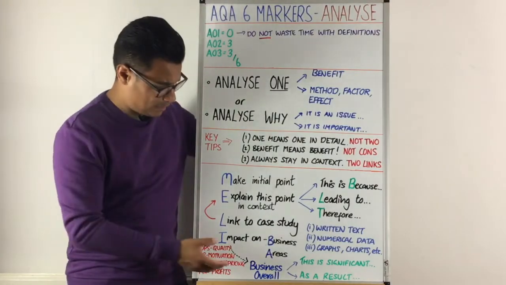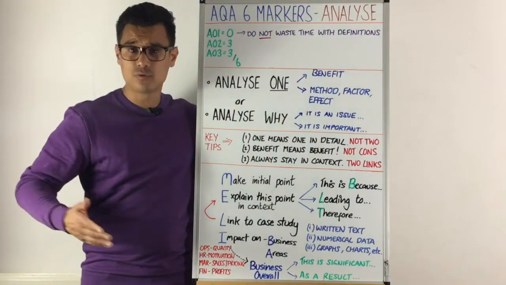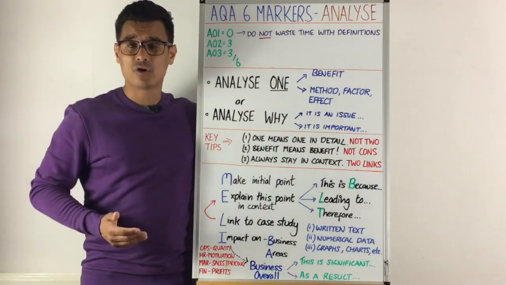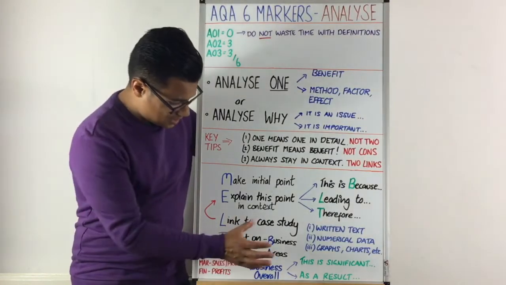And other things to think about is that when you're talking about the business overall, you might want to consider, if it's applicable, rivals, market share, market growth, where you are on the product life cycle, or you might want to consider those business areas.